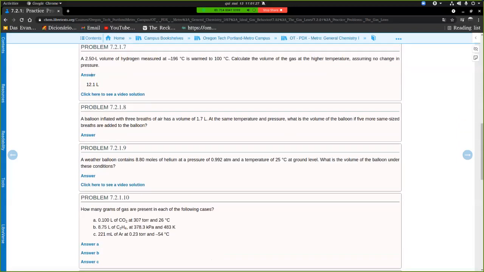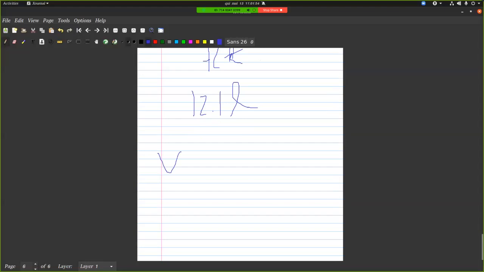A balloon inflated with 3 breaths of air has a volume of 1.7 liters. At the same temperature and pressure, what is the volume of the balloon if 5 more same-sized breaths are added? Okay, will the volume change? Okay, volume. PV over T is equal to P2 V2 over T2, and P1 V1 over T1.